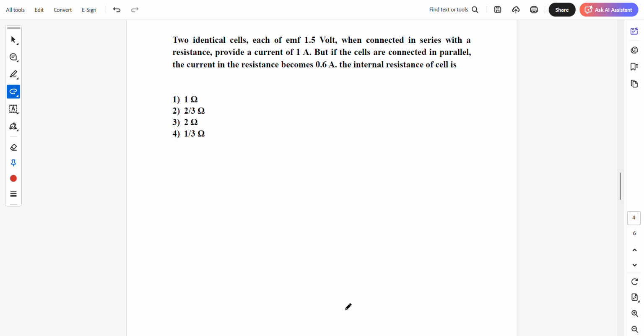What it is saying here, two identical cells, each of EMF, how much? 1.5. Okay, let's take 1.5. Plus minus I will write. Understood? How much? 1.5 volts, R. Okay, internal resistance, let's take R. When connected in series, oh, they are connected in series. Okay, right. They are connected in series with an external resistance R.